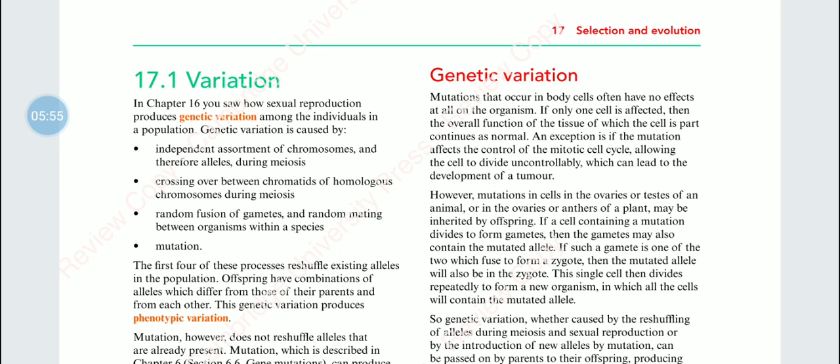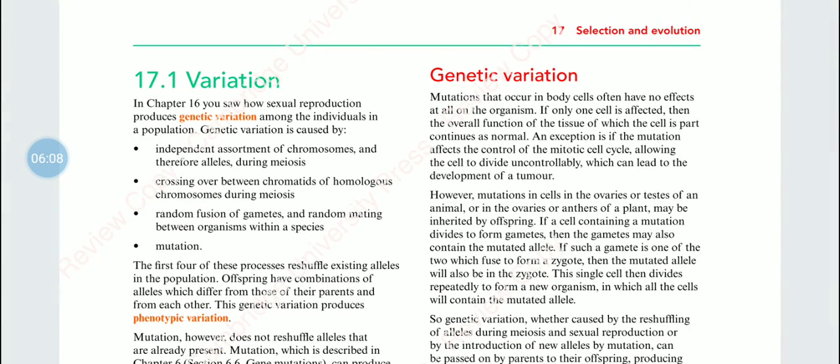However, if this affects the mitotic cycle and makes the cell divide uncontrollably, it may result in the development of a tumor.